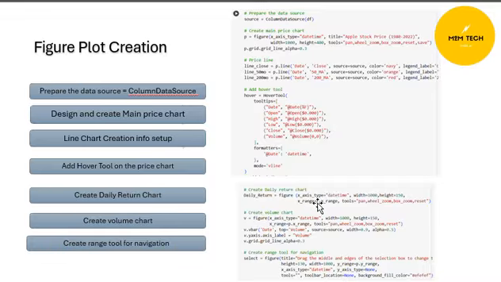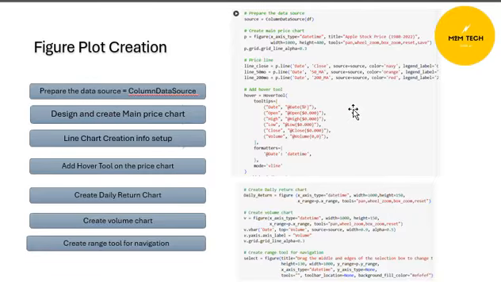I also create daily return charts. The previous one I was talking about is the price chart, the main price chart. I also create a daily return chart. Also, I created a range tool chart as well, and the volume chart is named V, and the daily return chart is just named daily return.